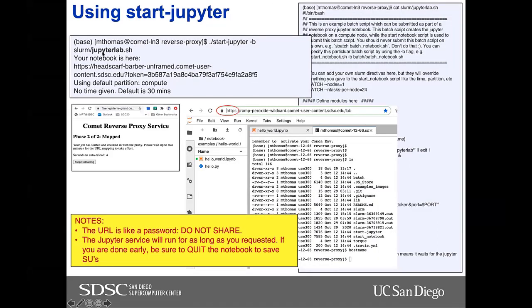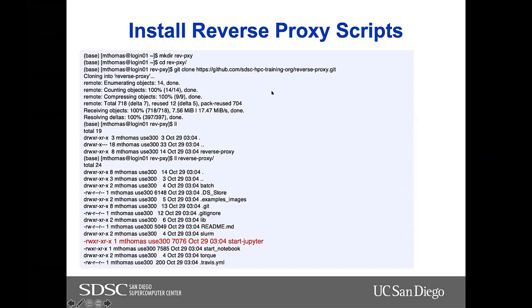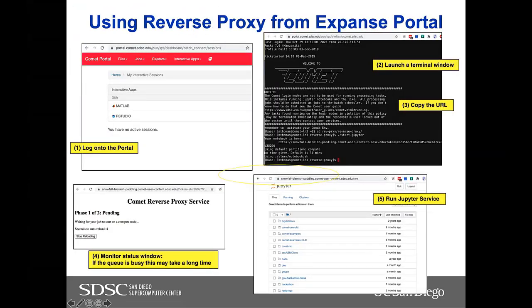Here's an example of starting it. You'll get some output. And one of the things that comes out is your notebook is here. So you want to copy that URL, paste it into a web browser, and you'll be given a monitoring window. And when it's finally launched, and that can take some time because the queuing system might be very busy, you'll get your notebook in your browser. And this over here is just a little example of the script going the wrong way. And this is an example of using the Expanse portal to launch the notebook.